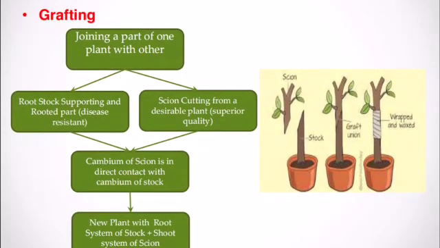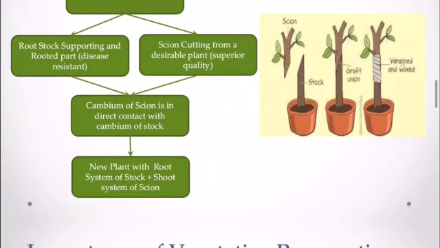Second, he is saying rootstock supporting and rooted plant disease resistant होनी चाहिए. Scion cutting from the desirable plant superior quality का होना चाहिए. Cambium of scion is in direct contact with cambium of stalk. मैंने बताया दोनों की cambium contact में आनी चाहिए. And finally, new plant with root system of stalk plus shoot system of scion, we will get in this way. So graft is being done.